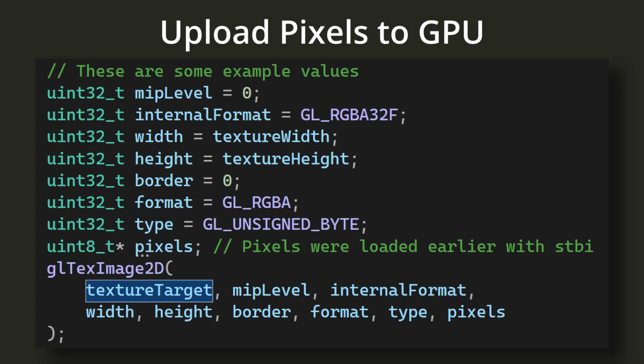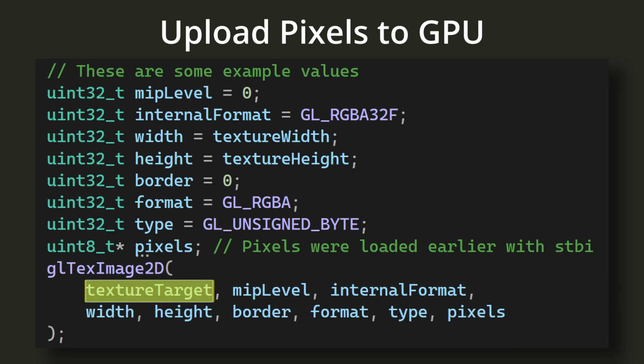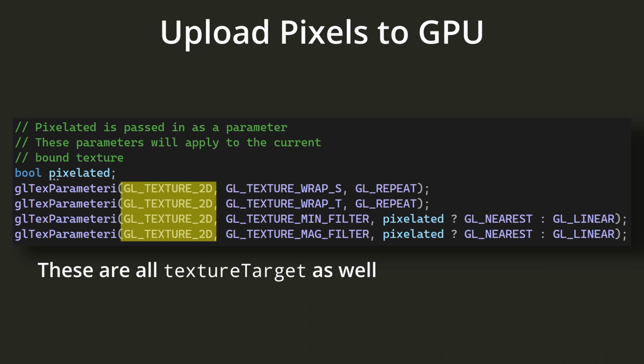Finally, after we've generated our texture and specified our parameters, we can now call glTexImage2D, which will actually upload the data to the GPU to the currently bound texture object. The specific call to glTexImage2D looks like this. There's a lot of parameters here, so let's talk about what each one does. First, we have the texture target. This is the same target that we used for the texture parameters and for the texture itself.